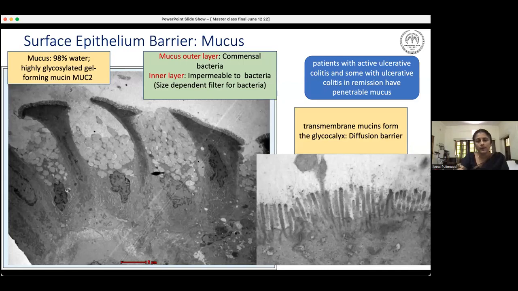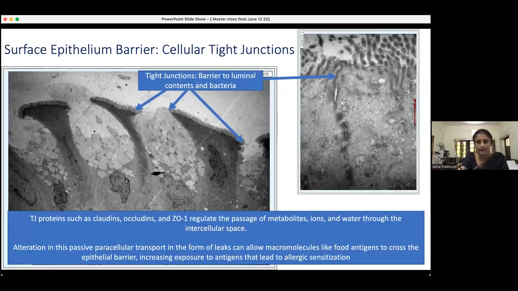The other important thing about the surface epithelium is that there are tight junctions between epithelial cells. So whether it's a goblet cell and columnar cell or between goblet cells, between columnar cells, this is a tight junction. So this is one cell, this is another cell. And the junction between them is so tight that water and ion particles cannot cross through this barrier.